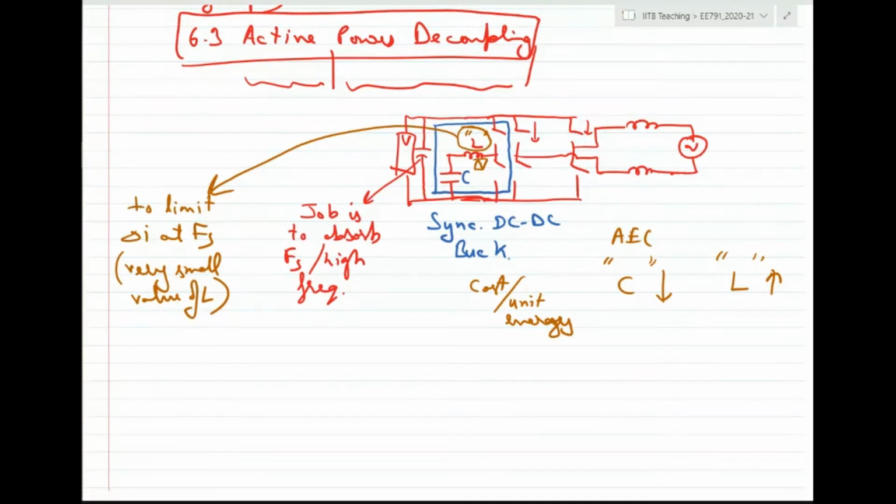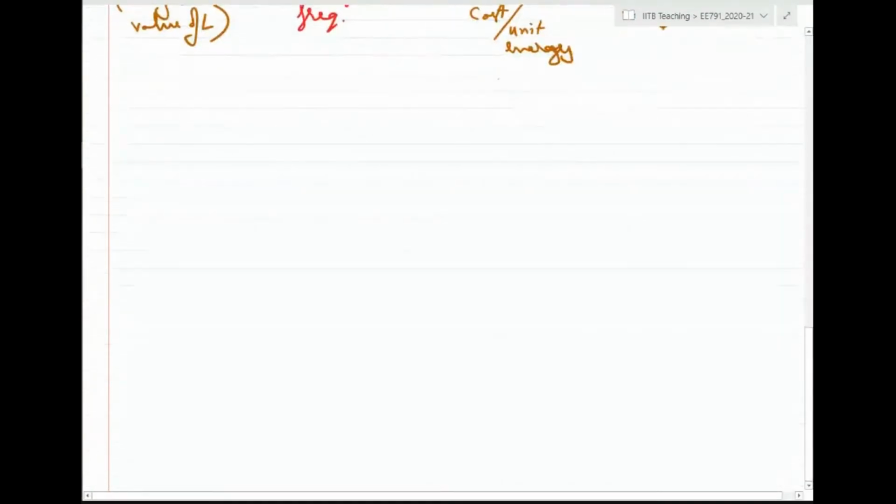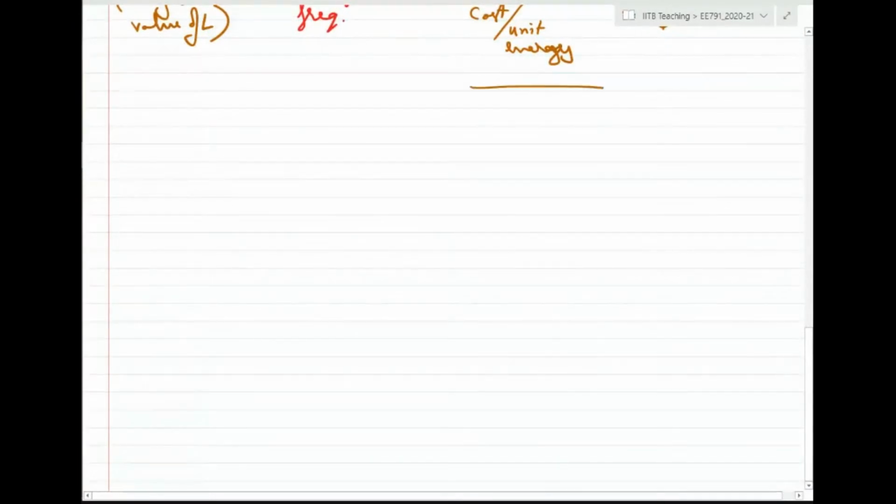Okay, so now let me just redraw this circuit once again, and let's try to write some equations and see what the utilization factor is here, how the utilization factor is actually improved, and so on. So let me just redraw. Now I will not draw the full thing, I would only draw this one active power decoupling circuit. There are quite a few other circuits which are also possible.